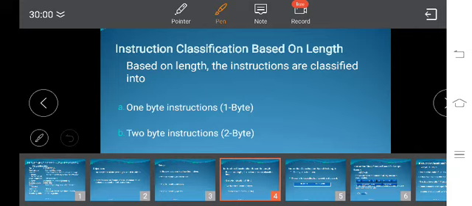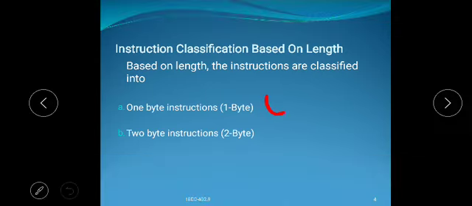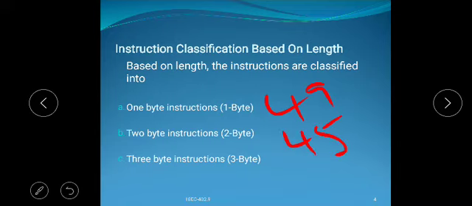1 byte instructions: the total number of 1 byte instructions used in the microcontroller is 49. 2 byte instructions are 45 and 3 byte instructions are 17.